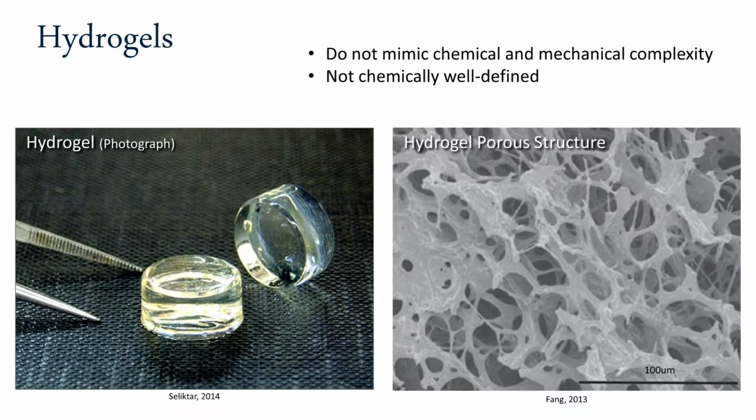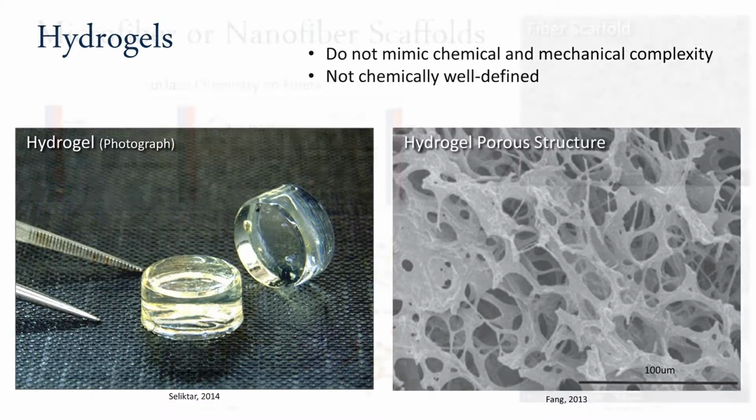An alternative to petri dishes are hydrogels, which suspend the cells in a 3D matrix of naturally derived material. This is much better than a 2D system, but hydrogels still don't mimic the chemical and spatial complexity of the natural cell microenvironment. Also, they're often very poorly defined in terms of chemical makeup.